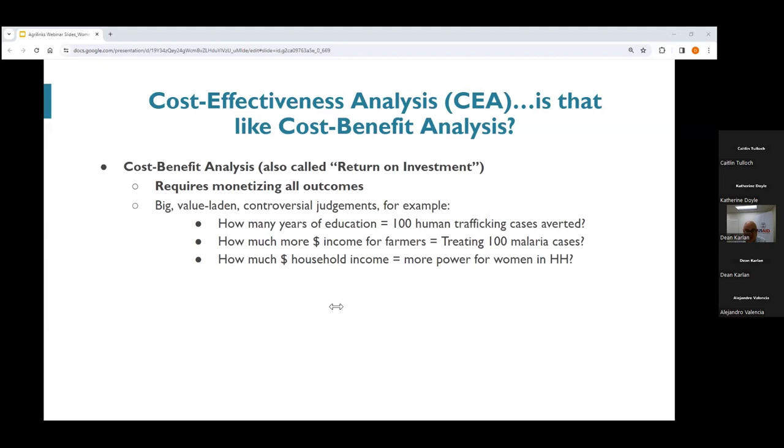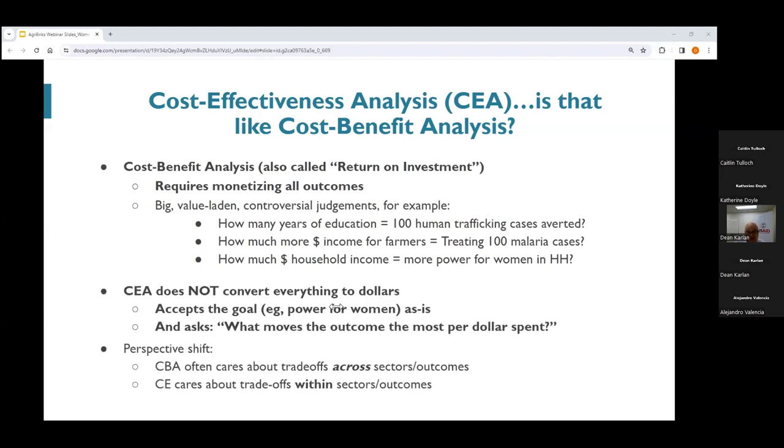For example, how many years of education would be worth 100 human trafficking cases averted? How much more income for farmers would be worth treating 100 malaria cases or averting 100 cases of intimate partner violence? Critically, cost-benefit analysis is used to decide how much to spend on education versus health versus agriculture, but that is not the question we are trying to address.